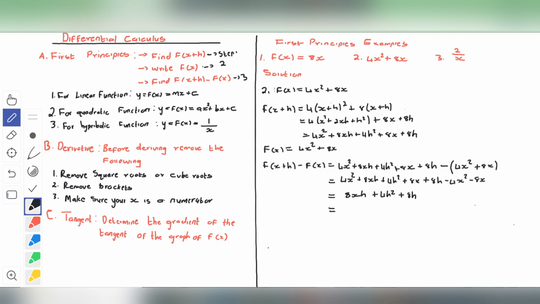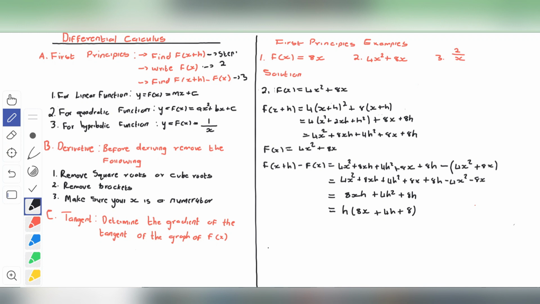That is the aim. So we can see that from the first term we have h, from the second term we have h, which is 4h squared, and from the third term we have h, right? So now it means we can take out what? H as the common factor. Then that is the aim. Then we can see that we'll be left with 8x plus 4h plus 8, right? Therefore we are done.